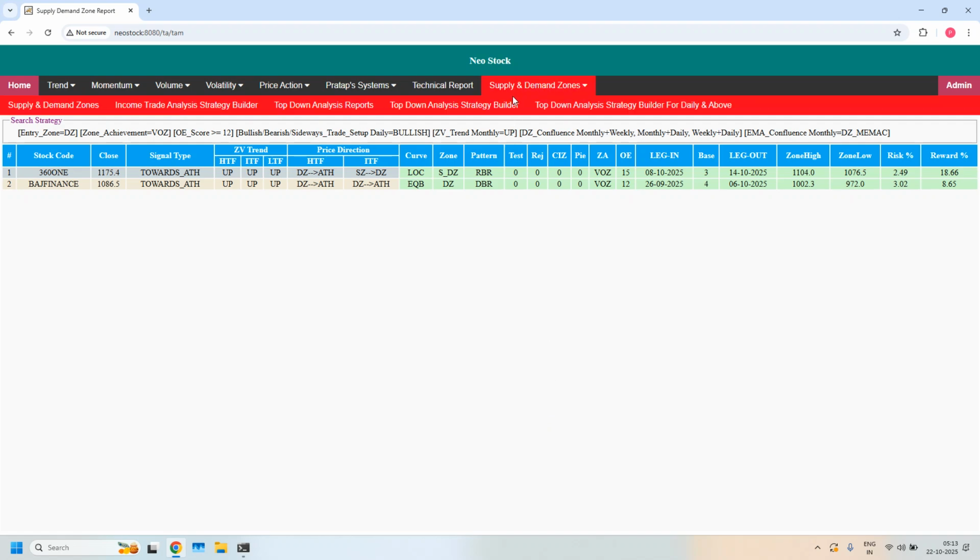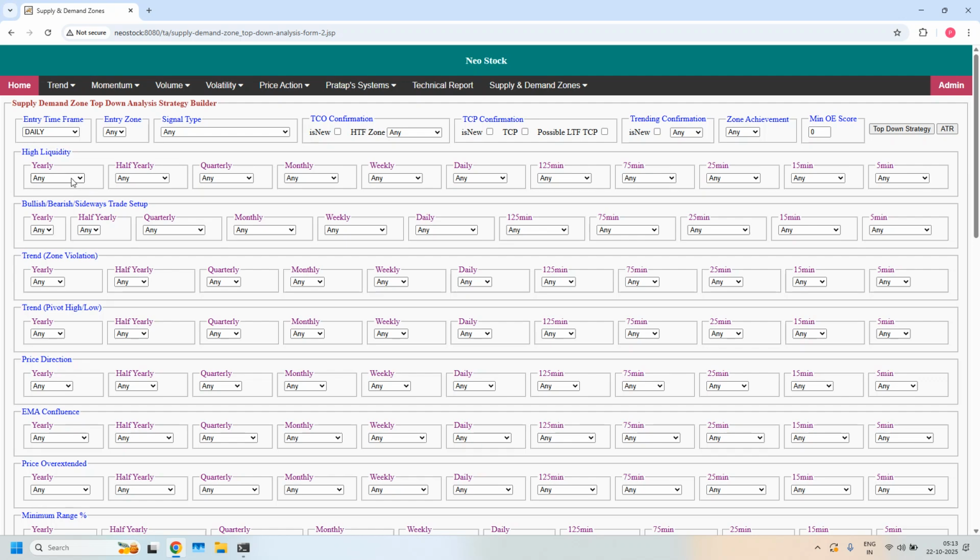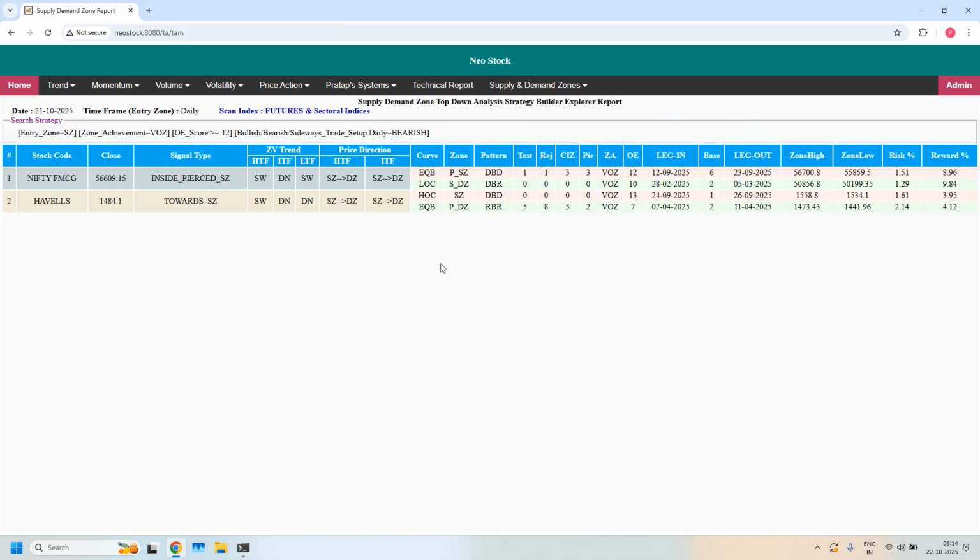Okay, next monthly income trade, bearish trade setup. Entry time frame daily, entry zone supply zone, bullish or bearish at daily, selecting bearish, zone achievement violated, opposing zone, minimum order enhancer score 12. Let's filter. We got only 2 stocks and one is a pierced zone. You can't use it, you have only one more.